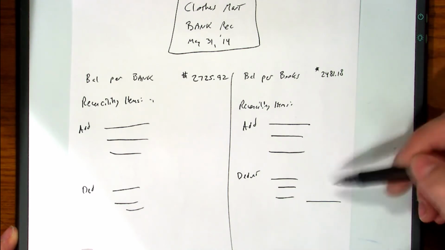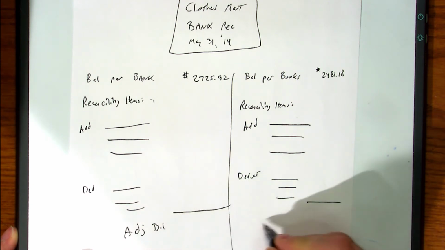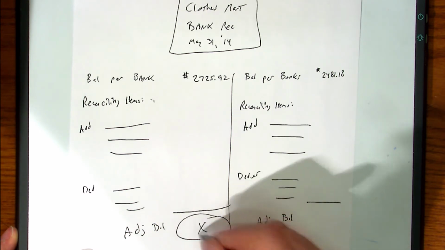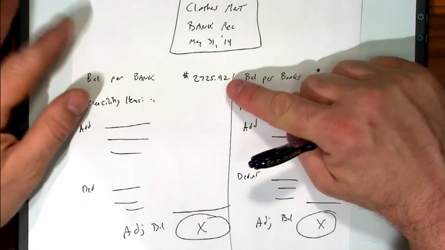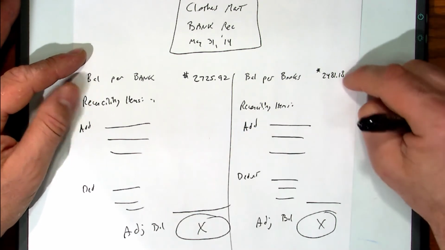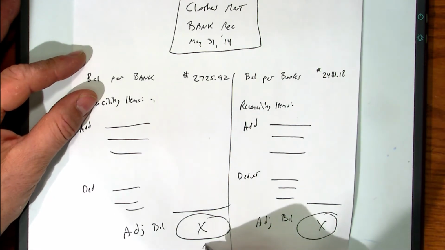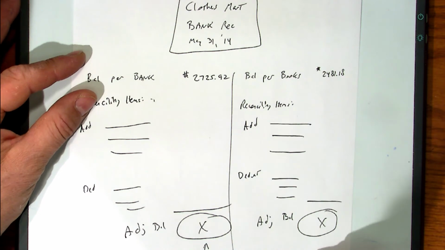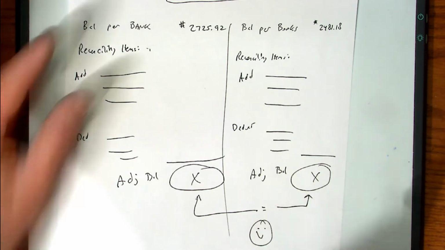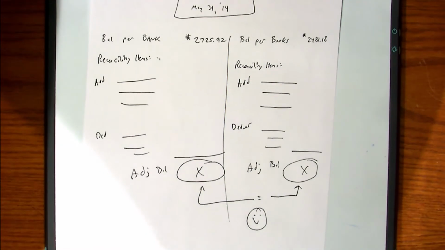And then when you calculate your adjusted balance on both sides, you're going to have some number here and some number here, which is this number plus these reconciling items minus these reconciling items. That gives you a new number. Your balance per books plus these reconciling items less these reconciling items. That gives you a number. And by golly, by gum, in a successful reconciliation, these two numbers will equal. And you'll feel really good about yourself. Okay? You with me?